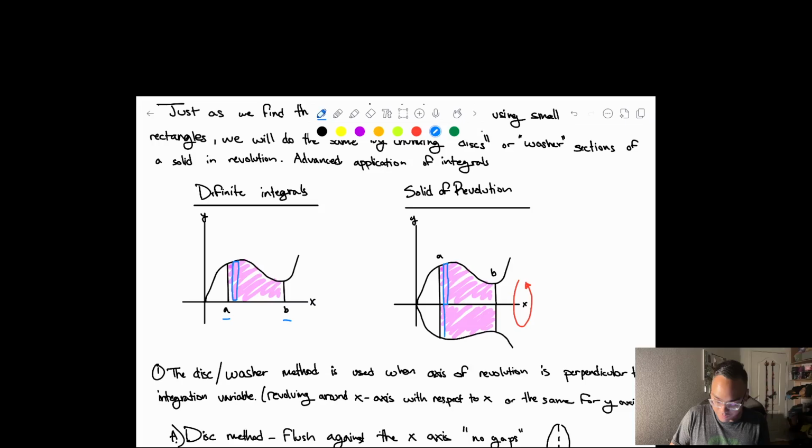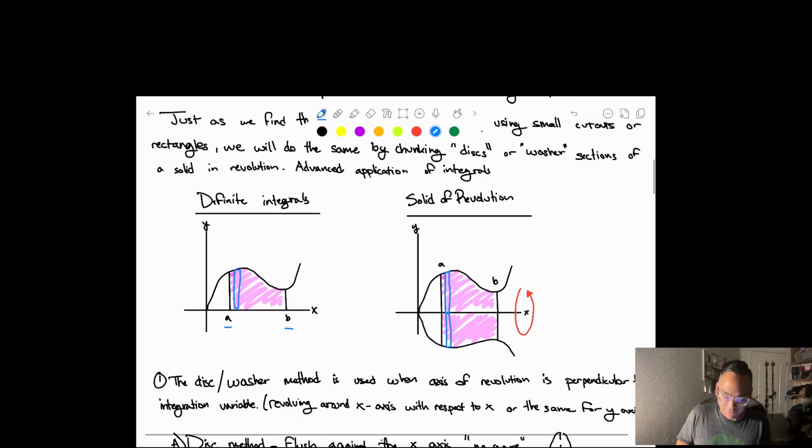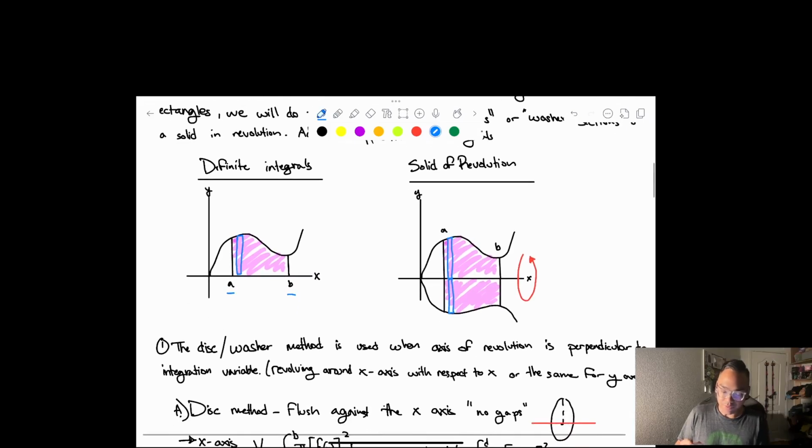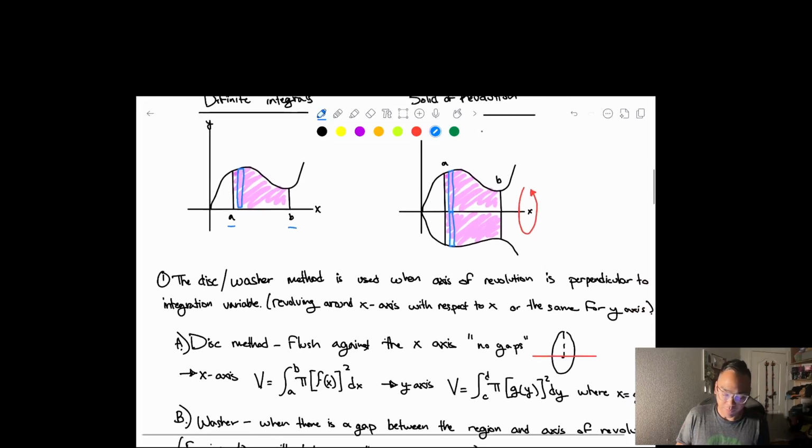But instead of just doing one side, we're going to do both sides. This is what we're going to be doing. This is an advanced application of integrals. If you picture your integral and you spin it around, that's basically what we're going to be doing.